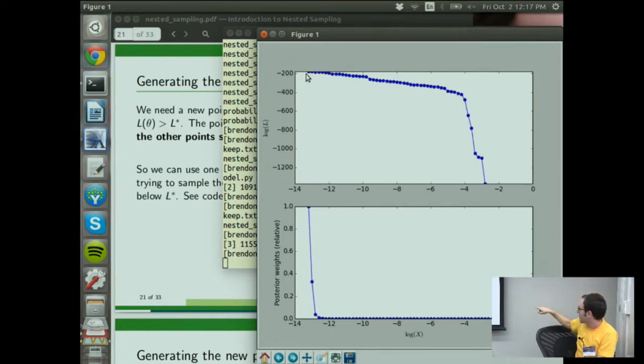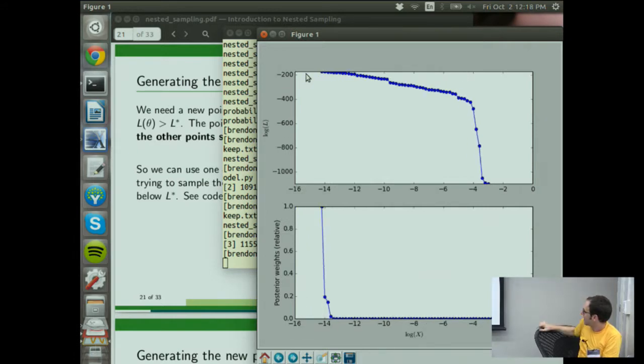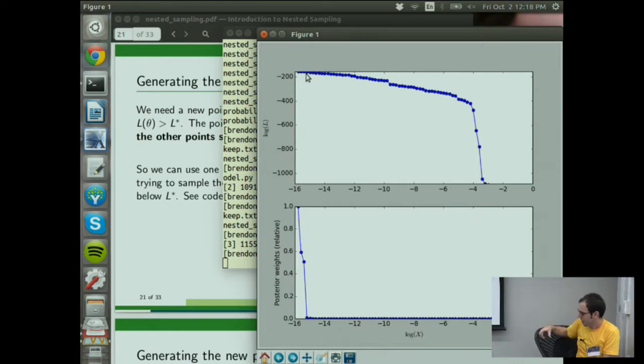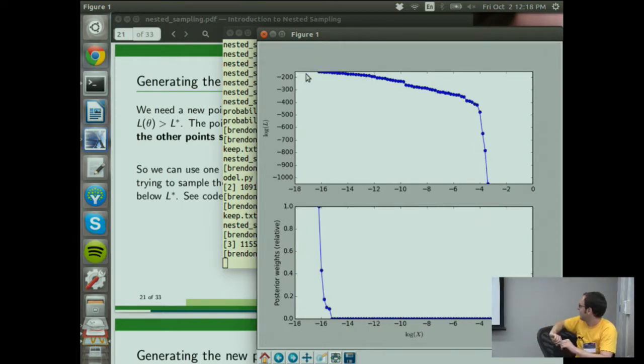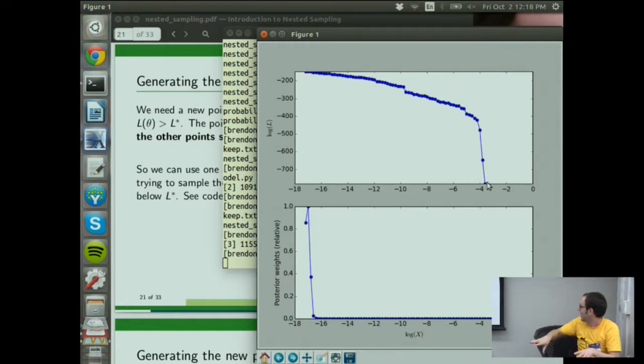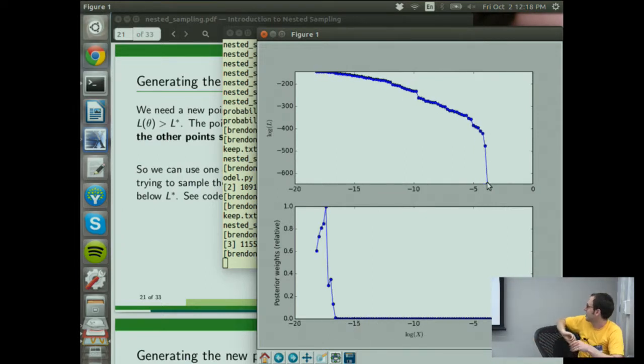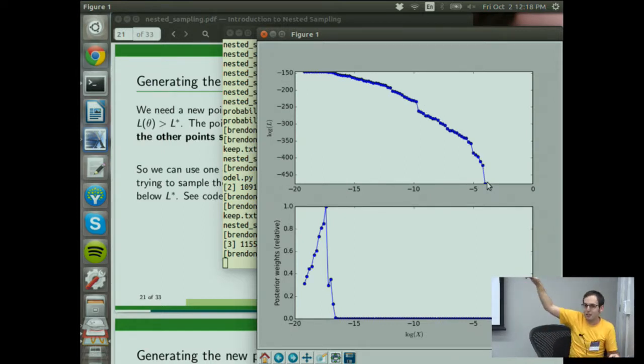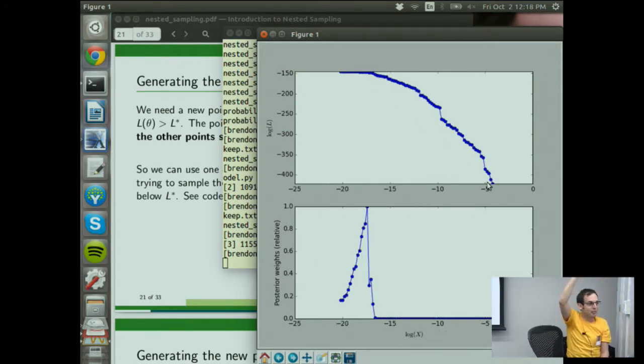Now with the bottom plot, what we've got is a measure of how important each of those discarded points is with respect to the posterior distribution, which we usually are interested in. If you take discarded points from the beginning of the run, they tend to have very low likelihoods, and they shouldn't contribute to anything that you care about with the posterior. And if you wait for a really long time and go all the way to the left, you find the maximum likelihood point, and that is actually really unimportant for the posterior as well.